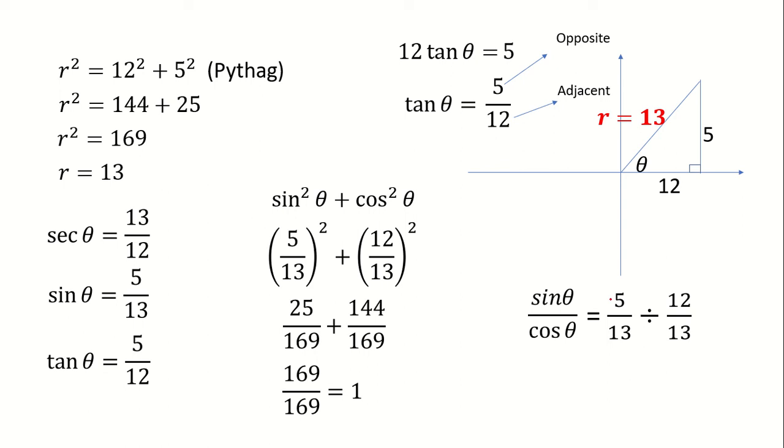Now for sine, as I've said, it's 5 all over 13, which is your opposite all over your hypotenuse. It is divided by, so this line represents division, it is divided by cos. Cos will be 12 over 13, which is your adjacent all over your hypotenuse, right? I'm going to change this division sign to multiplication, and you know what will happen. 13 will go to the numerator, 12 will go to the denominator. Now from here, we'll be left with 5 over 12 as the answer, which is the same as tan theta, which is 5 over 12.